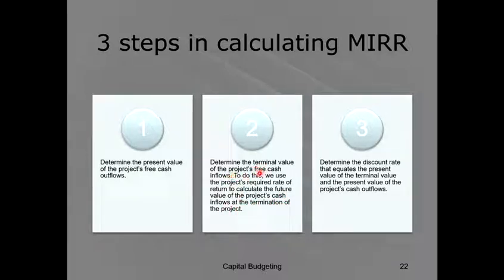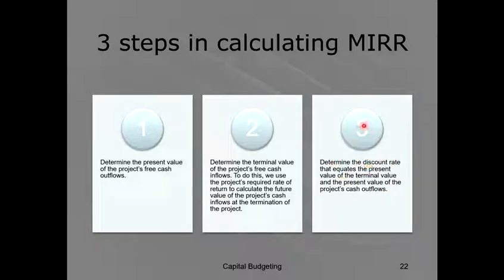So, project cash inflow ni referring to the differential cash inflow lah. Tapi kita kena, step 2 ni kita kena times with the future value. That is 1 plus I N. Okay. Step 3, determine the discount rate that equates the present value of the terminal value and the present value of the project's cash outflow. So, step 3 barulah kita boleh cari MIRR.